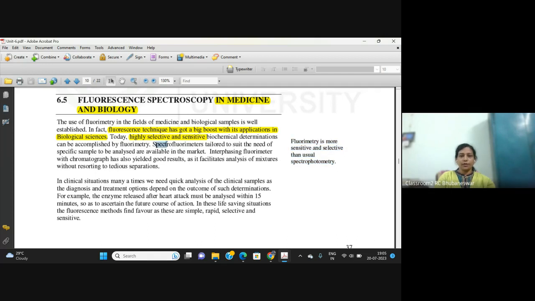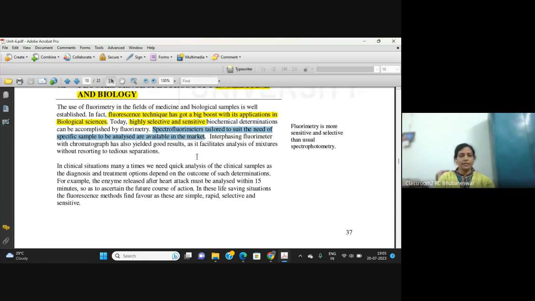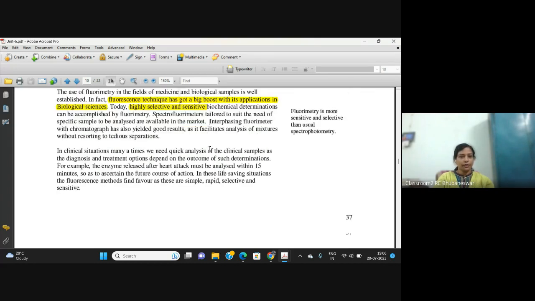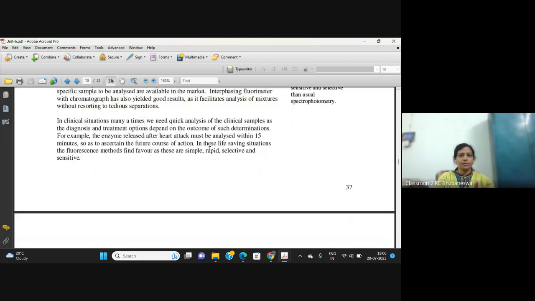And this spectrofluorimeter, tailored to suit the need of your specific sample to be analyzed, is available in the market. So you can do any kind of analysis by using fluorimetry, provided that the molecule has to be fluorescent in nature, or that the analyte which you are going to study is good enough to attach with a fluorescent molecule and can be studied further. Any clinical samples also you can see.